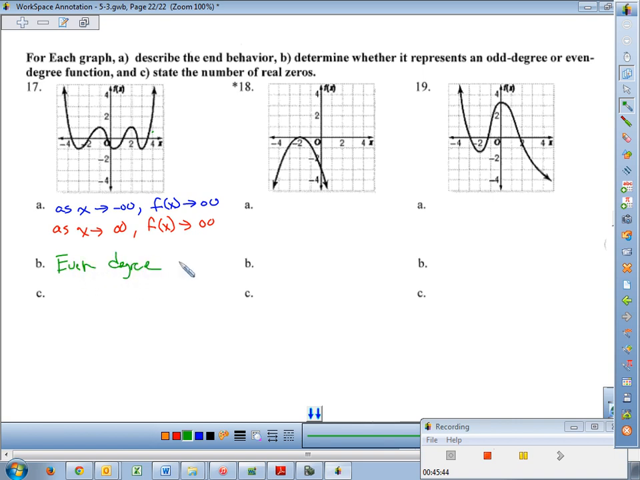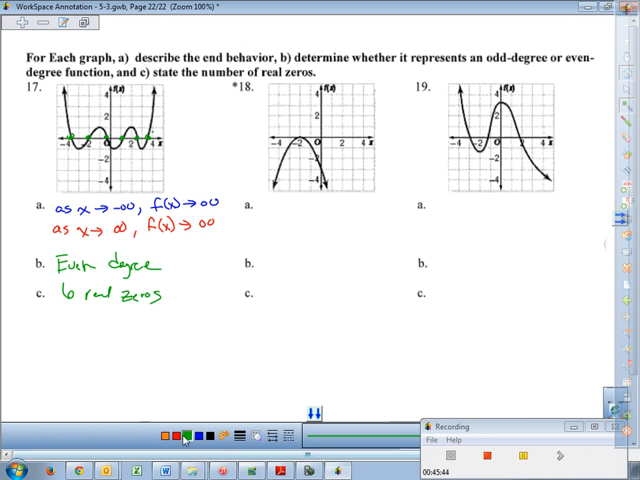Even degree. Sound awesome? The number of real zeros, I want to emphasize the word real, because there will be some imaginary zeros sometimes. We'll find that out later this chapter. But the number of real zeros is where it crosses the x-axis. Count them up. How many times does that graph cross the x-axis? 6. You with me on that? Real zeros. Nice?